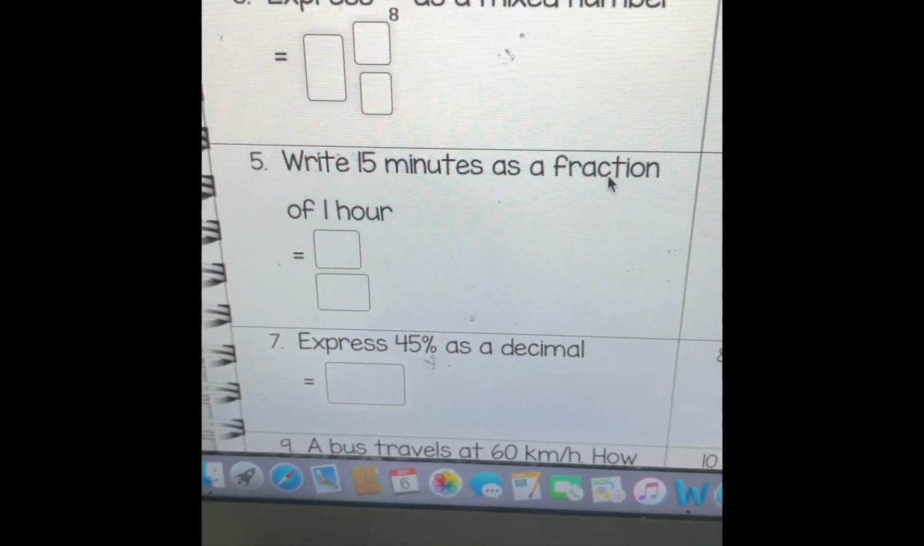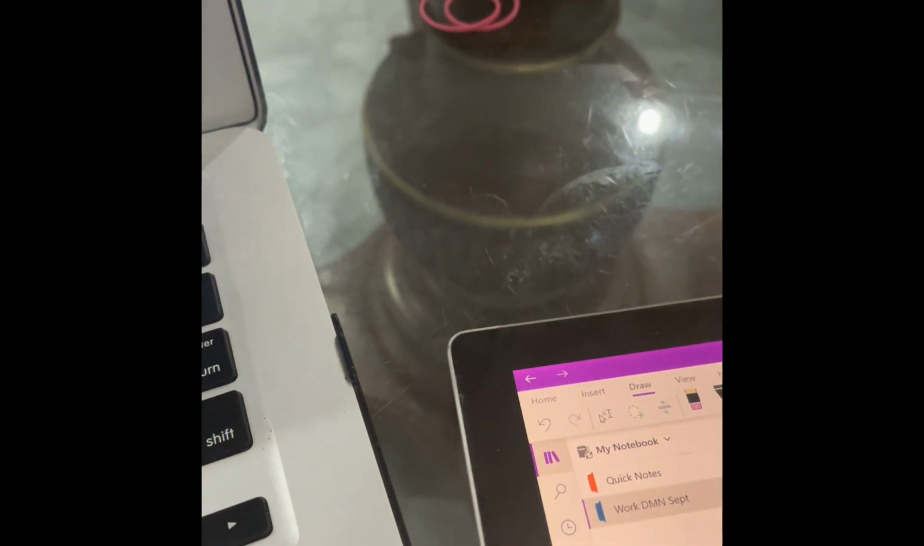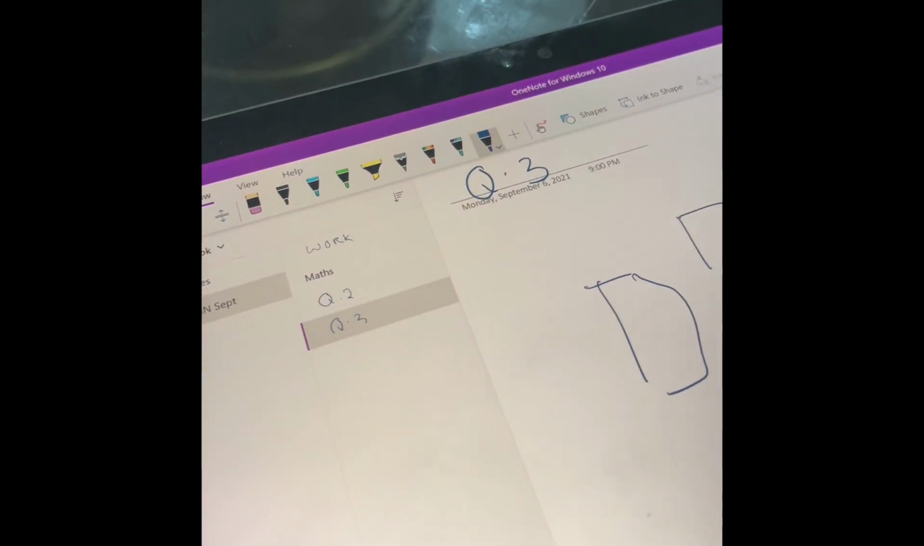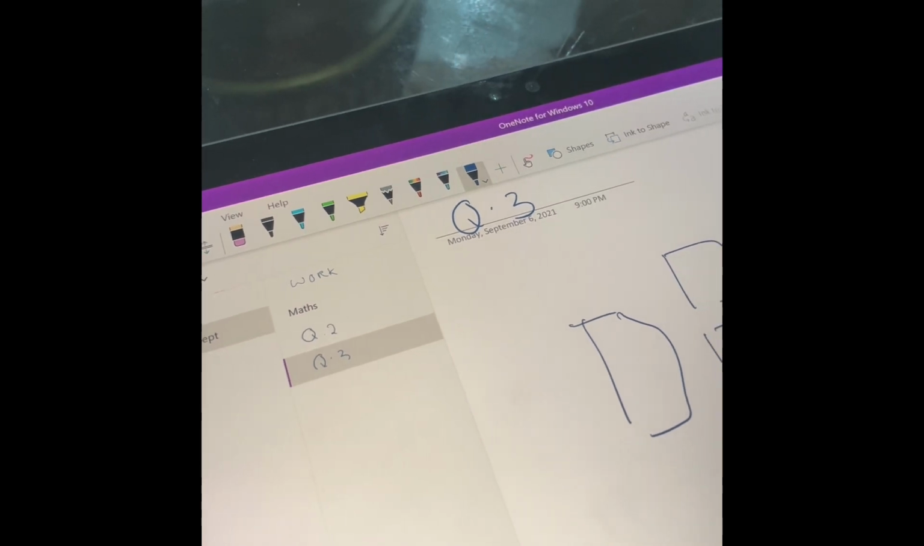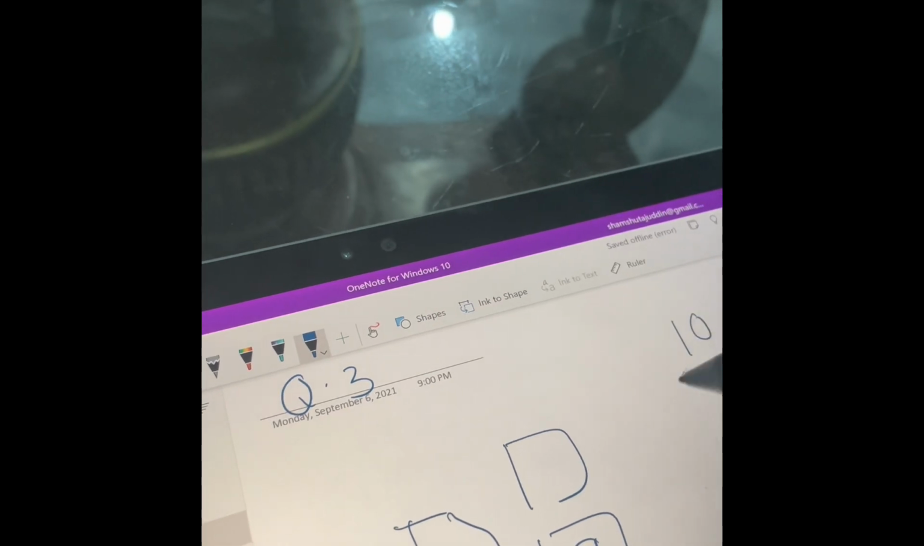Question number 3. Express 10/8 as a mixed number. Okay, if you can see that there are 3 boxes over there. So, tapi tadi tahu denominator is still the same, 8. So, kalau ada 3 boxes kan, macam tu. So, we know that automatically jawapannya tu 8 tadi bawah tu. Because sana di 10/8 kan.